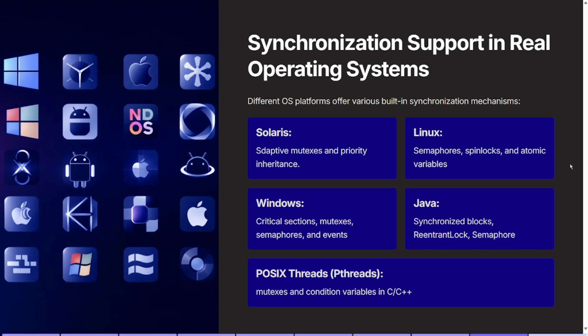Synchronization support in real operating systems. Different operating systems provide various built-in synchronization mechanisms. For example, Solaris uses adaptive mutex and priority inheritance. Linux uses semaphores, spin locks, and others. And Windows, the most common operating system, uses critical sections, mutex, semaphores, and events.